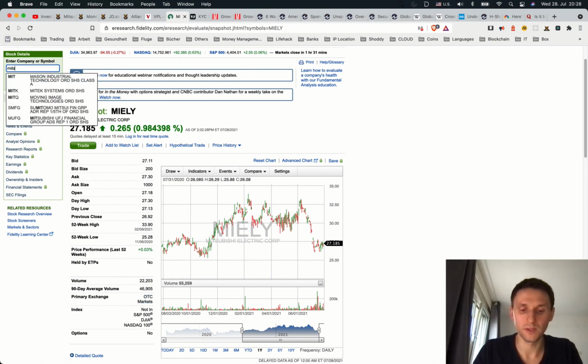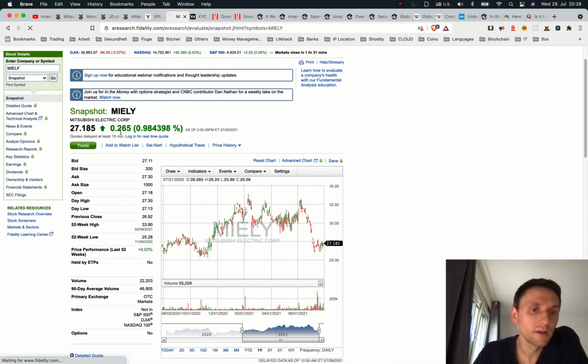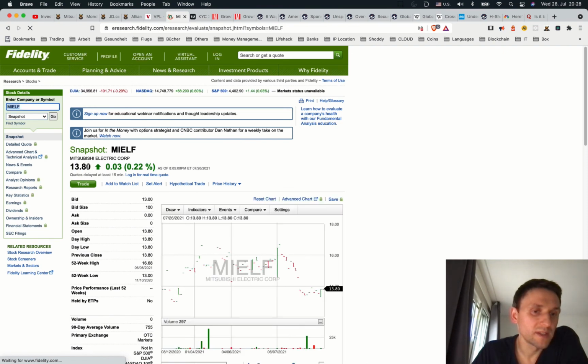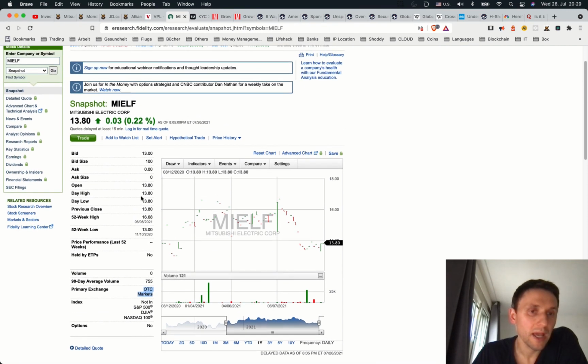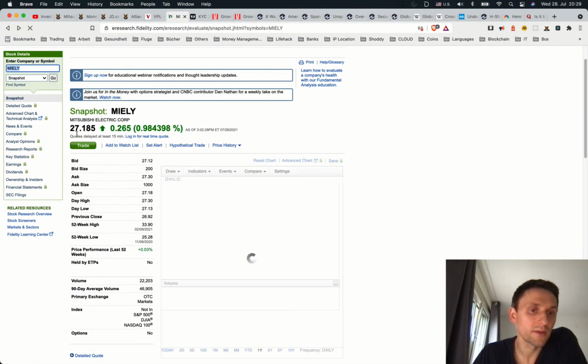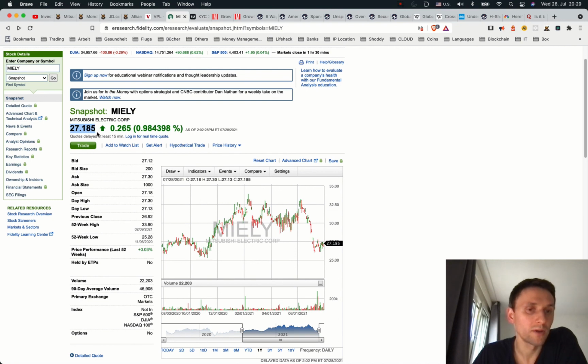Mitsubishi Electric, another one, is the same. So this is a one-to-one representation ADR, also unsponsored, because it's only traded through OTC markets and not available on Nasdaq or NYSE. And this is a one-to-one representation of this company's stock, and this one is a 2-to-1 representation of this company's stock.